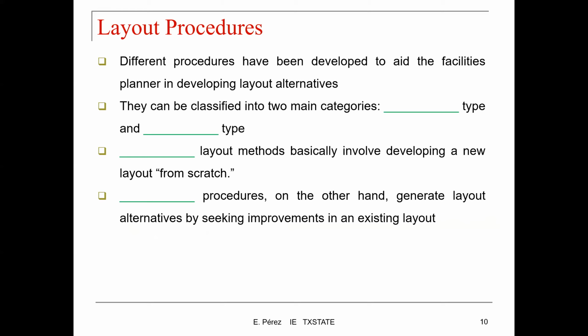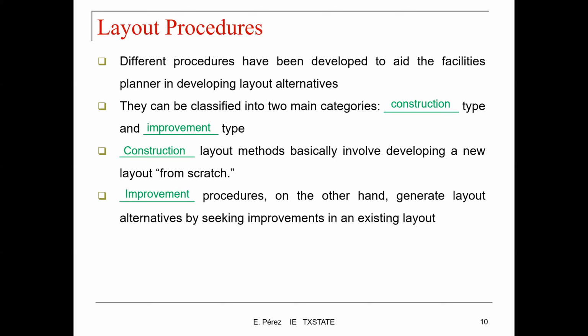They can be classified into 2 main categories: construction type and improvement type. The construction type layout methods basically involve developing a new layout from scratch. So in this type of method, you're basically given a clean canvas and you can paint as you need. You're starting from scratch, so you have the liberty to decide or move things as you wish.